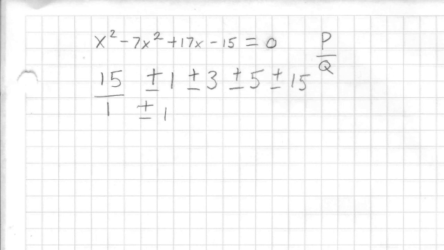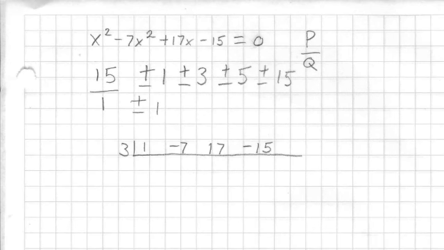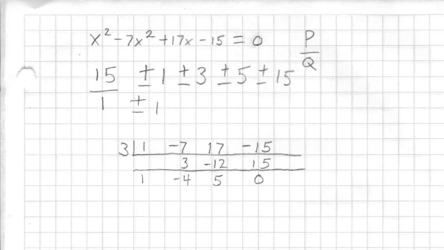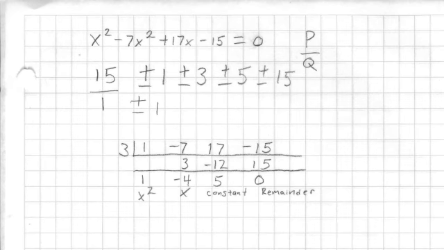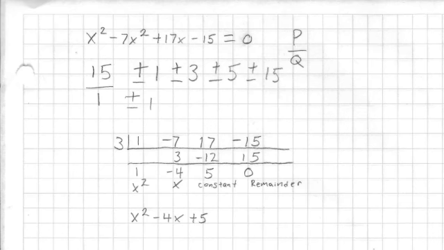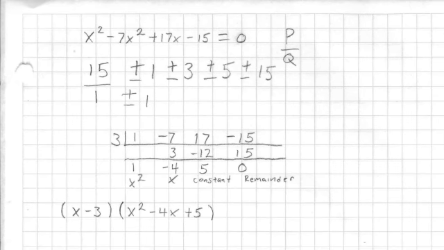You can then choose one of these possible roots and perform synthetic division. We'll take 3. The polynomial can now be rewritten as x squared minus 4x plus 5. The 3 we used as the divisor gets brought down and becomes x minus 3 in its own parentheses.